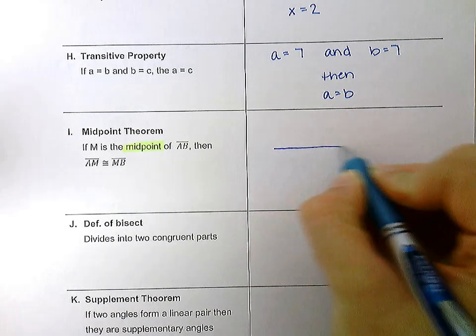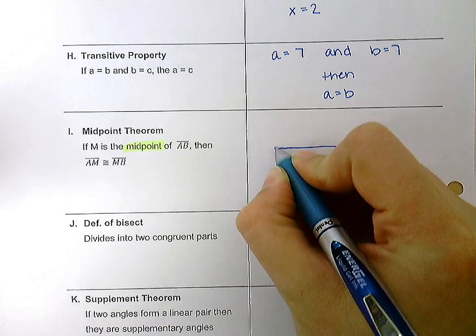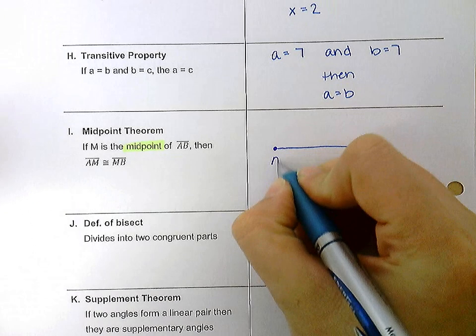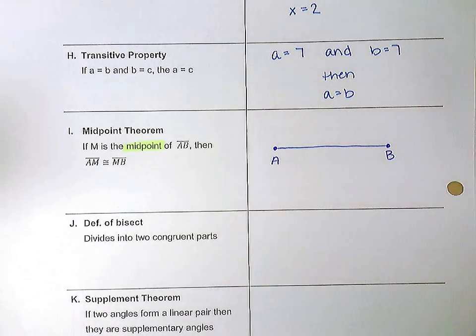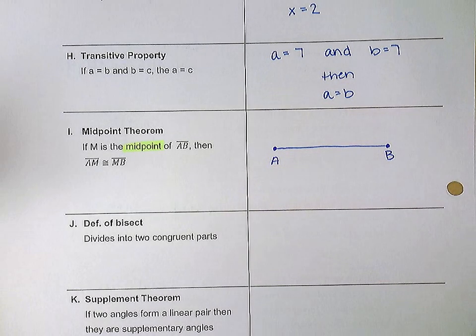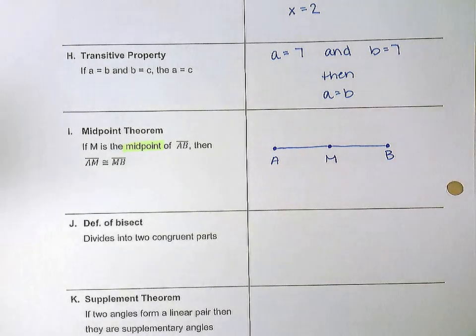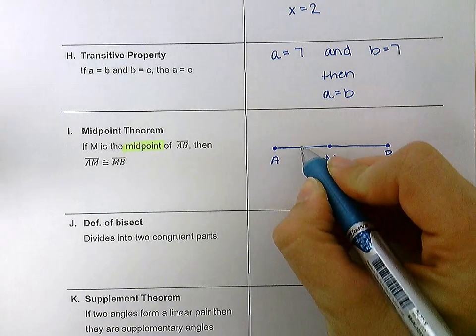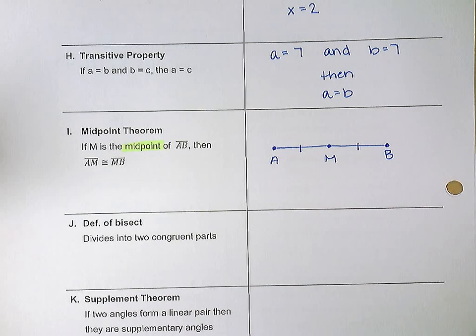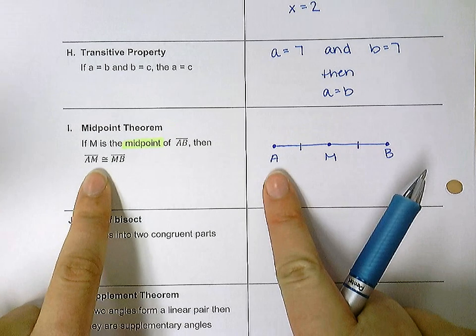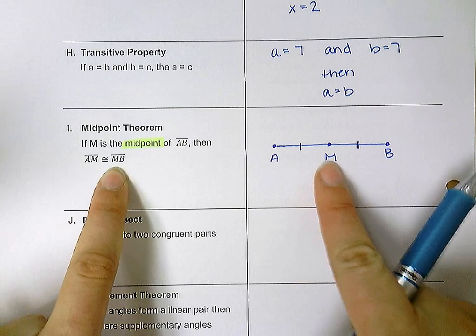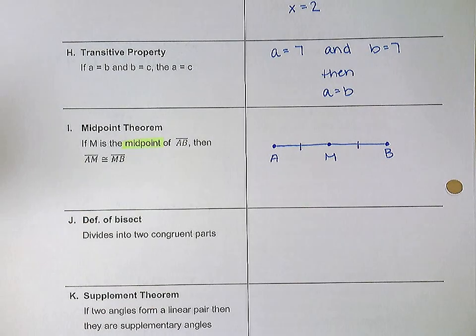So drawing out a picture so you can see that. We have segment AB, and M is the midpoint. So that one has to be in the middle. Since M is the midpoint, I can say these two smaller sections are equal or congruent. That's where they're getting AM is congruent to MB. Those two smaller sections are equal because you had that midpoint.